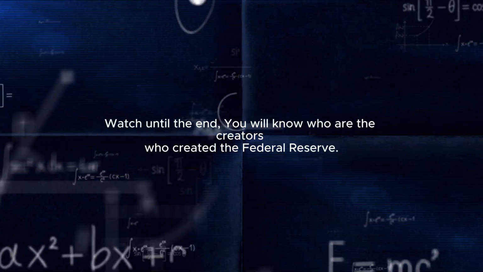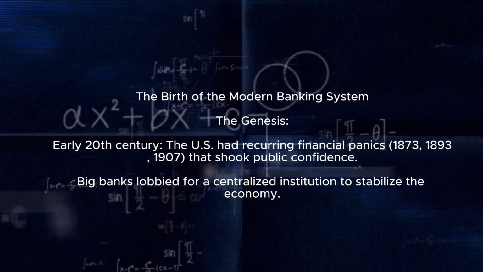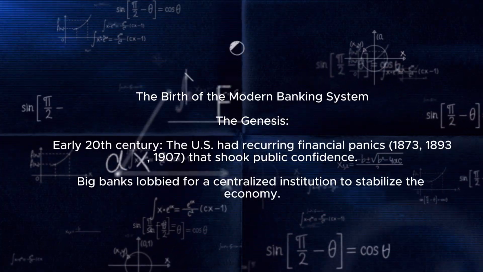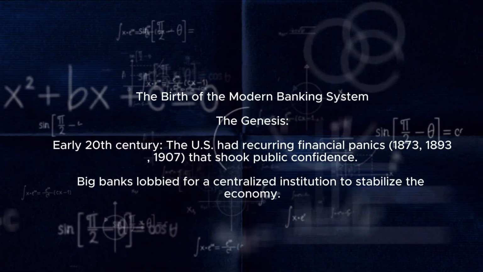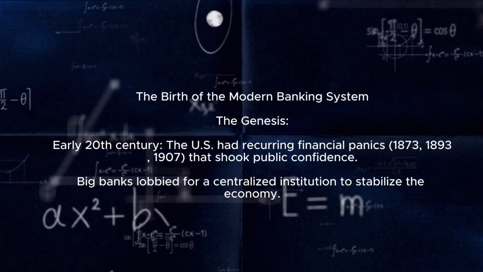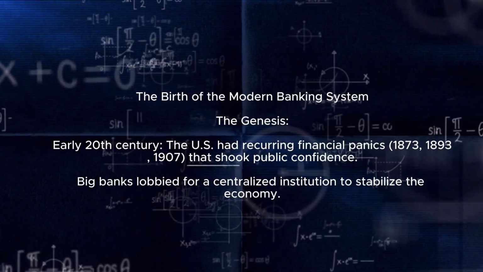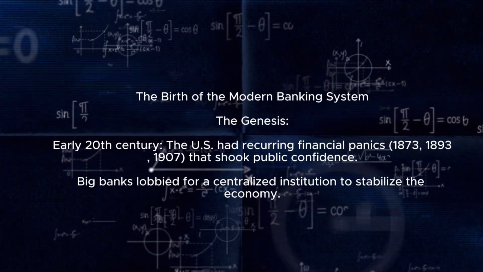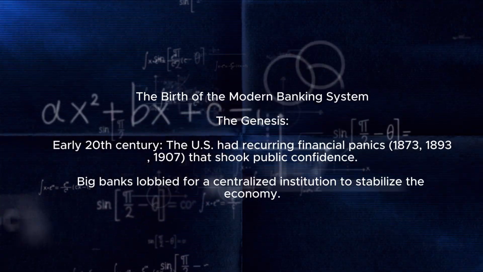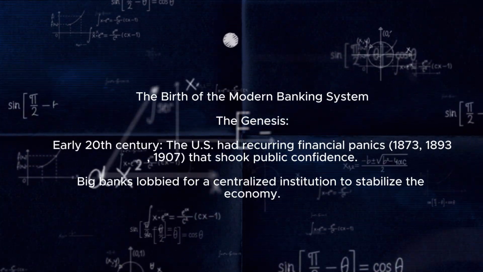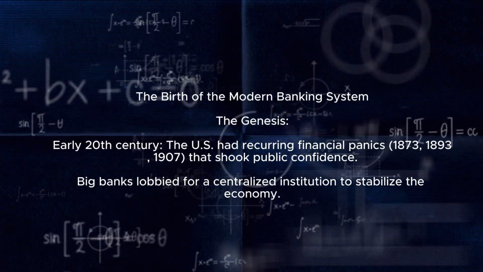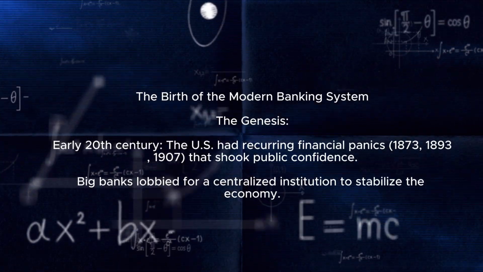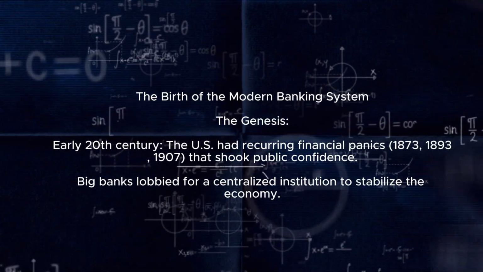Who created the Federal Reserve? The birth of the modern banking system. The genesis: early 20th century. The U.S. had recurring financial panics, 1873, 1893, 1907, that shook public confidence. Big banks lobbied for a centralized institution to stabilize the economy.